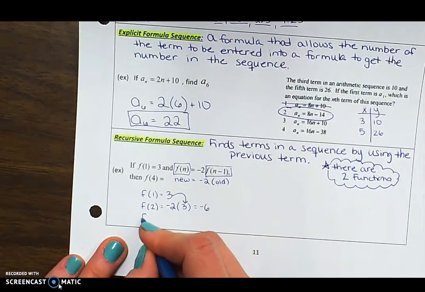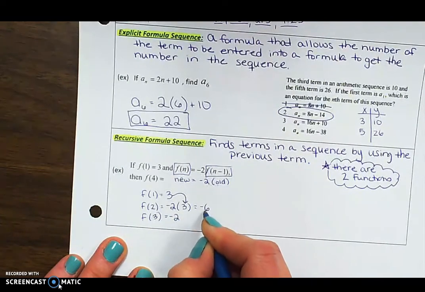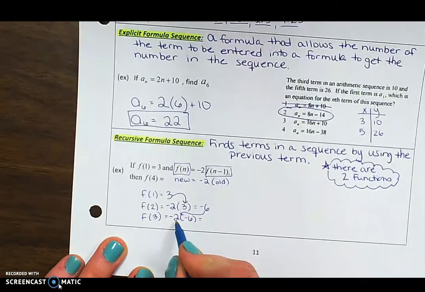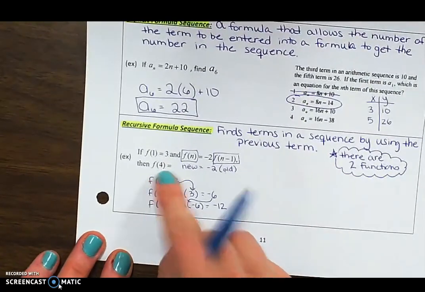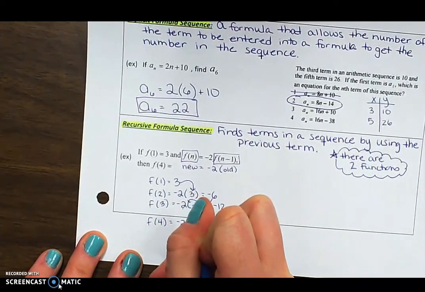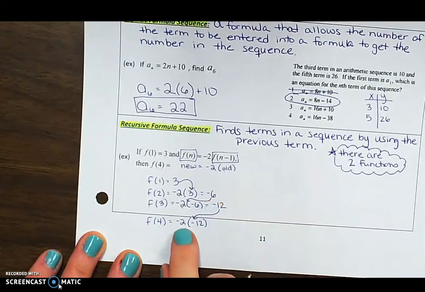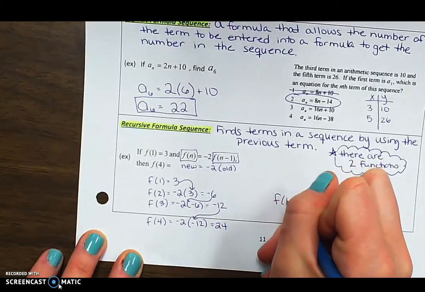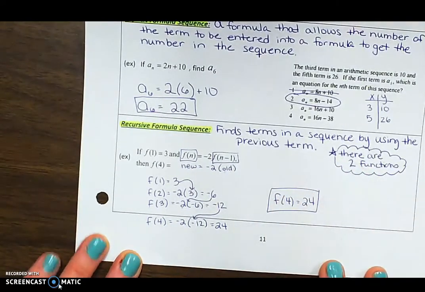Then we have f of 3. Now I go negative 2, take my old function and plug it in, negative 6. So negative 2 times negative 6 is negative 12. All right, and finally, the one we've been looking for, f of 4. I go negative 2, take my old function, bring it down, negative 12. So negative 2 times negative 12 is 24. So f of 4 equals 24. And that's the recursive formula.